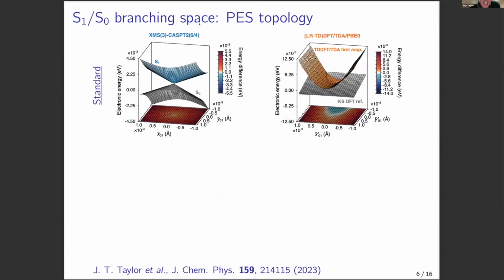So we see that, unsurprisingly, our reference method, XMS-CASPT2, correctly gives a conical, two-dimensional intersection where the degeneracy is lifted along both of the branching space directions. TDDFT, perhaps again unsurprisingly, doesn't. It gives a linear, one-dimensional intersection.